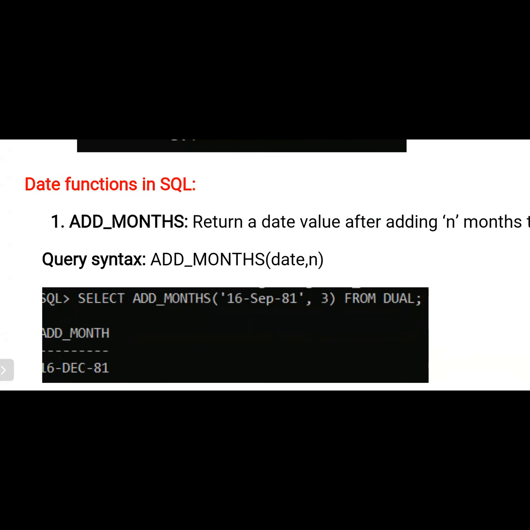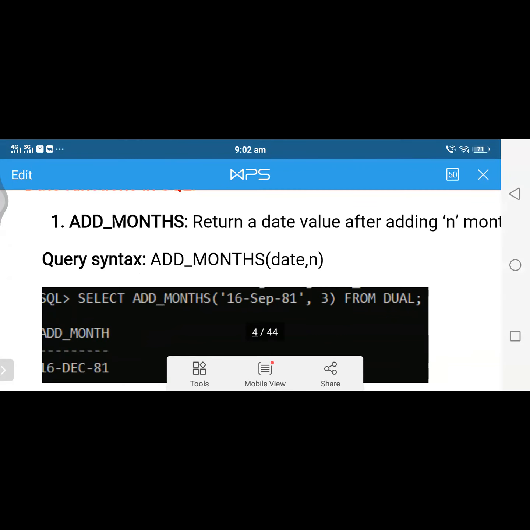Okay, so next one is the date functions. Date functions are nothing but functions applied to dates. For example, add_months. This function is used for adding a number of months to the specified date. So how are we displaying the date? Select sysdate from dual. Then it will return today's date.